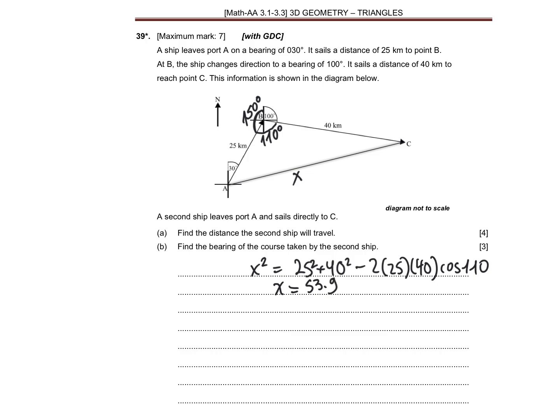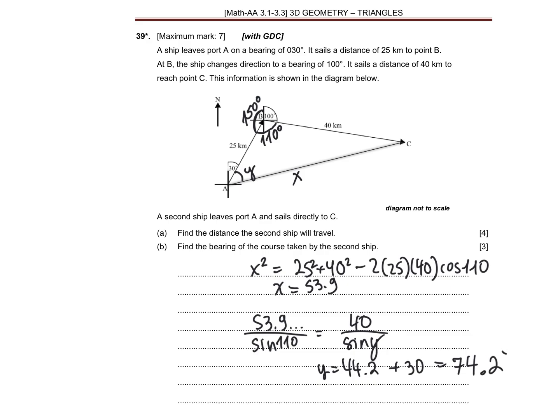So then we can use the sine rule, with the unrounded value. The unrounded thing we just found over sine 110 equals 40 over sine y, with this being y. So you get y is 44.2, and to that you need to add the 30 to get that bearing from the north, so 74.2 degrees.